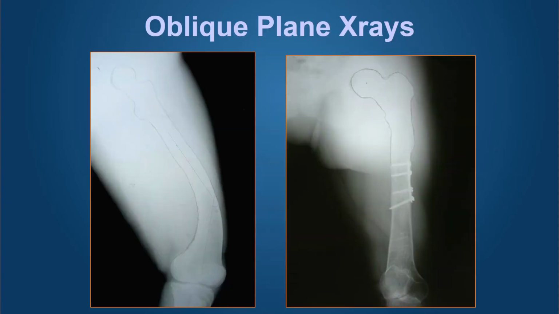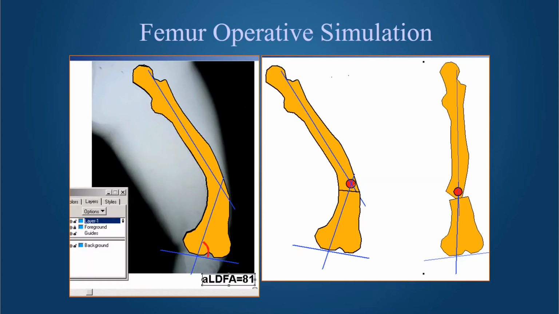We took the oblique plane X-rays by positioning the patient accurately and found the maximum deformity on the X-ray on the left and no deformity at all at a plane right angle. We used the oblique plane X-ray to simulate the surgery on either a vector graphics program or an operative simulation software or on a butter paper.